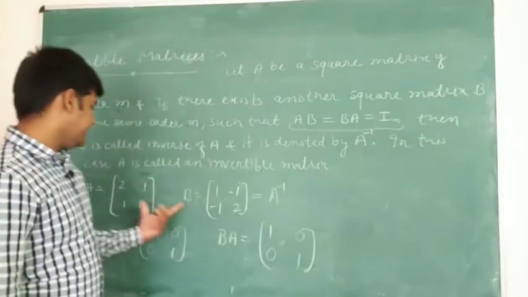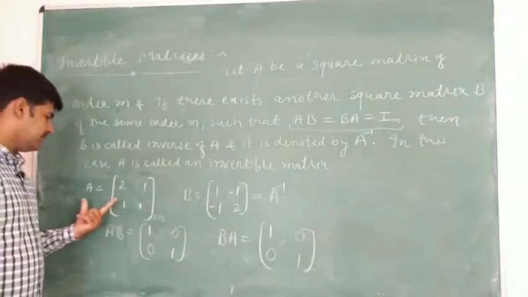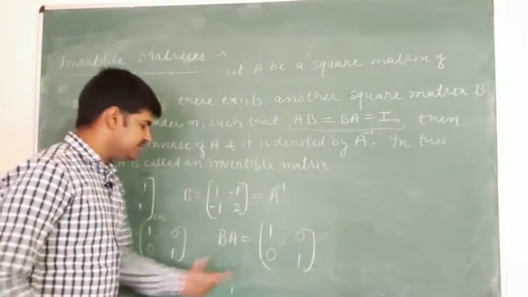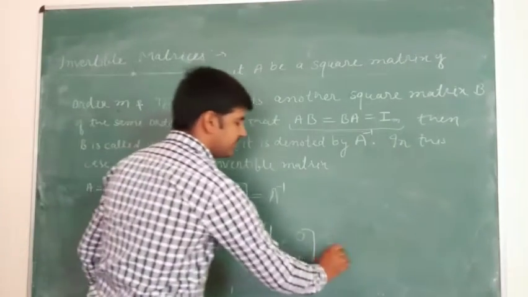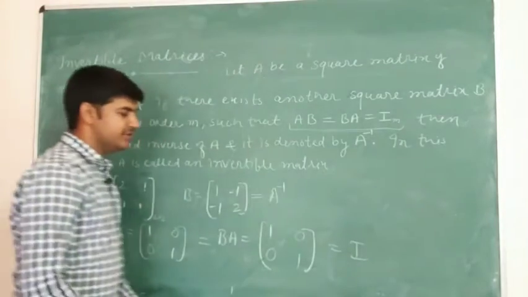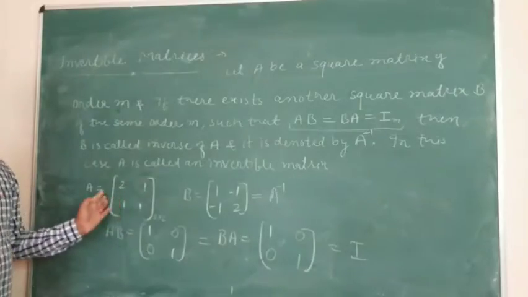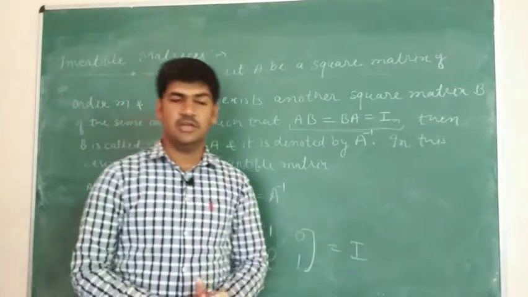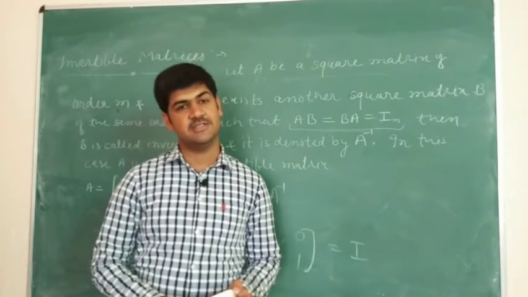So then later I took an example. I took two matrices A and B such that AB is equal to BA is equal to identity matrix, and therefore we can say that B is inverse of A and A is inverse of B. I hope you have understood the definition of inverse of a square matrix and invertible matrix.